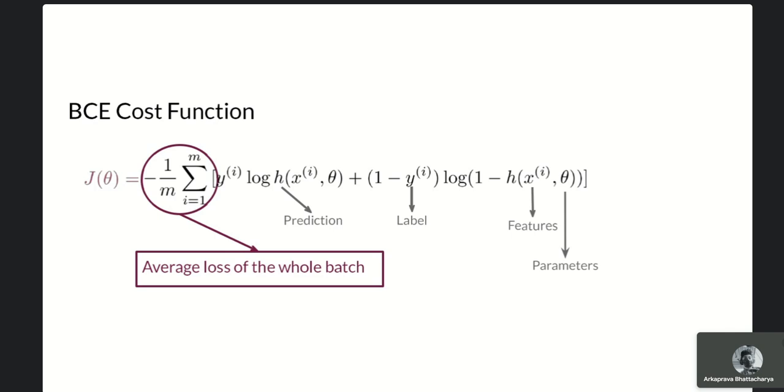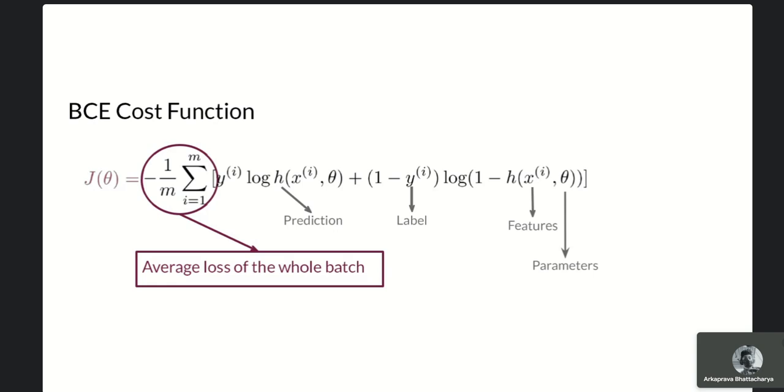Now here yi is the actual label of the input, that is whether it is a real image or a fake image. This h xi theta is the prediction of the model. So this prediction of the model is on the basis of the input that it is receiving, and theta is the learning parameters of the model. So the prediction will actually depend upon what your input to the model is and the learning parameters are. Theta is basically the parameters and xi is the features.